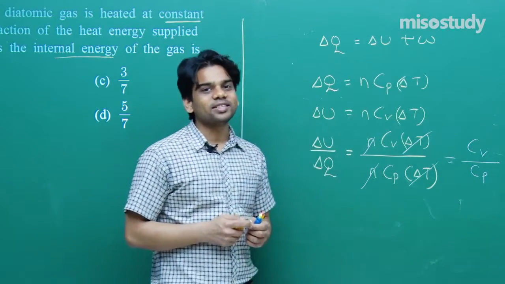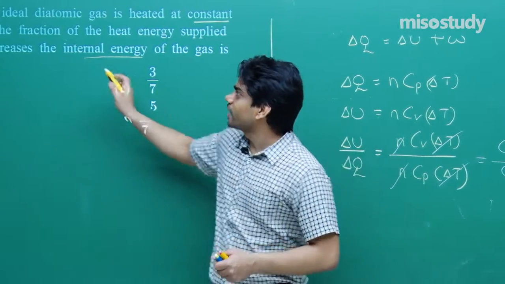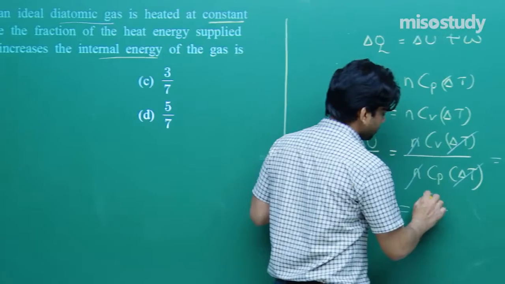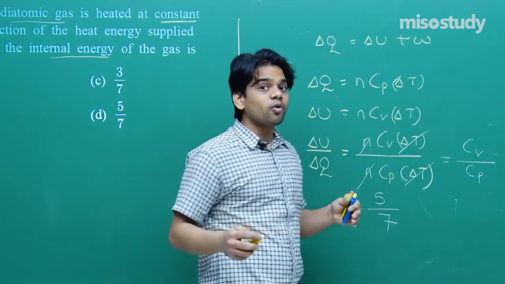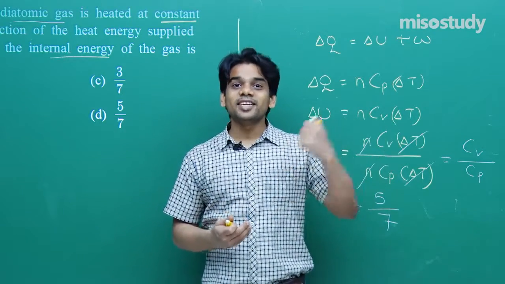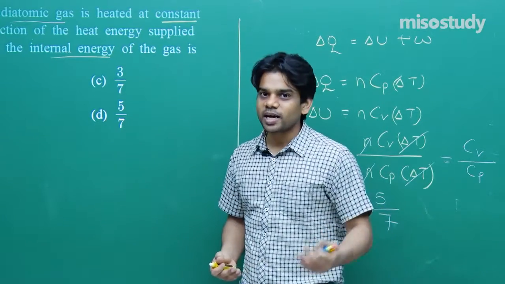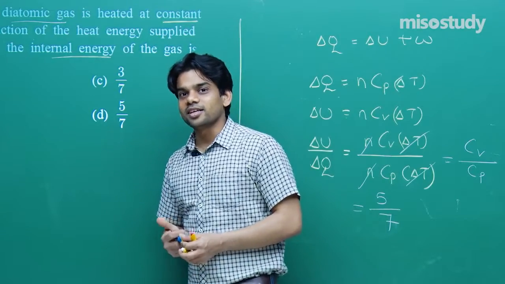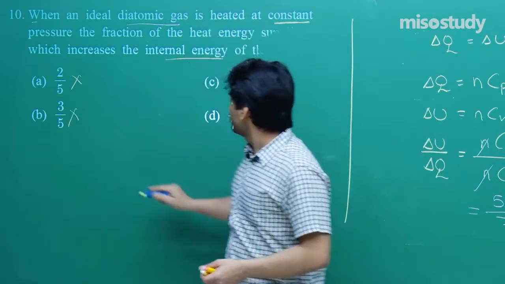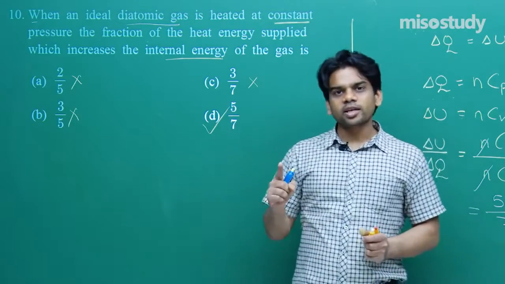And for a diatomic gas, just now in the last question I put the value of CP by CV as 7 by 5, and again it's a case of diatomic gas, so here you will get the answer as 5 by 7. So the fraction of the heat energy supplied that will be used to raise the internal energy is 5 by 7. So option A, 2 by 5, no; B, 3 by 5, no; C, 3 by 7, no; D, 5 by 7. Now see, with all such discussions, what one thing would you now have in your mind?